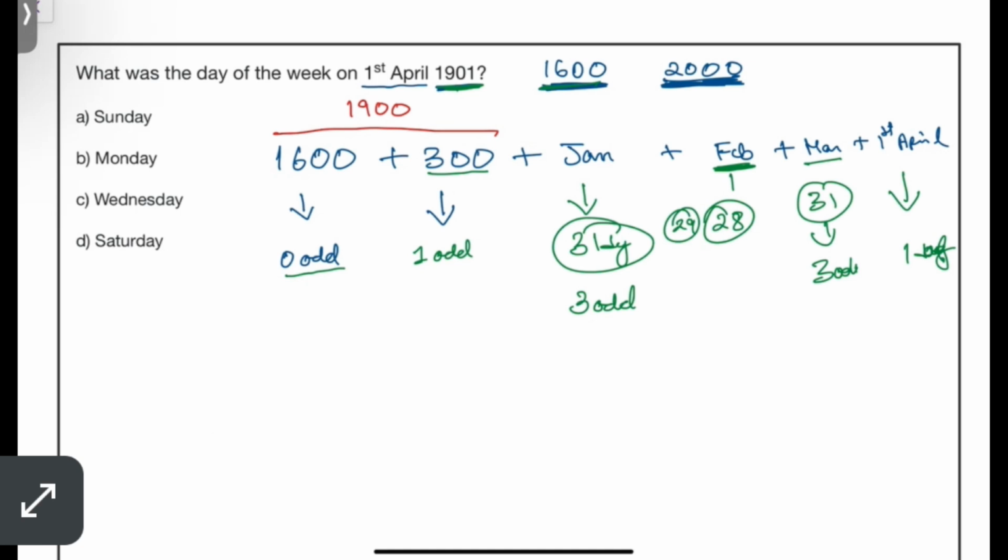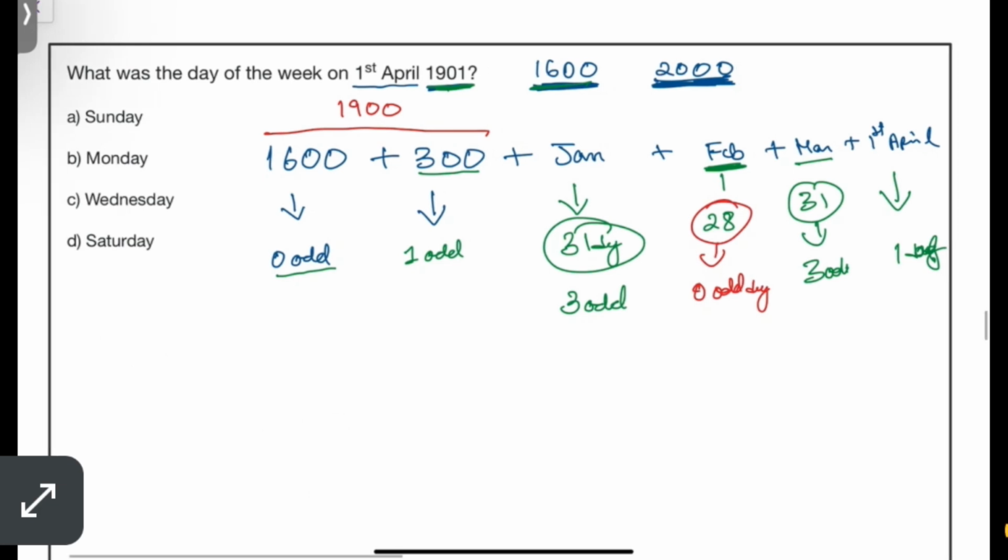So there's two options for Feb. So let's check for 1901. We can directly see that it's not divisible by 4. The last two digits 01, which is 1 only, is it divisible by 4? No. That means this is not a leap year. This is a normal year. If it's a normal year, it will have how many days? 28 days. If it has 28 days, that means how many odd days? 0 odd days. Are you following this? It sounds a bit complicated.